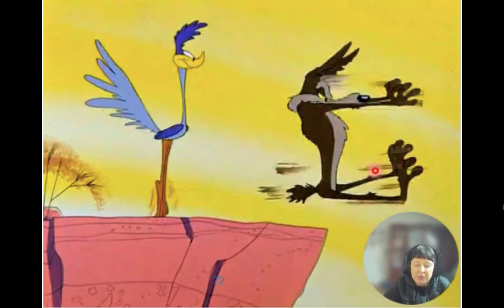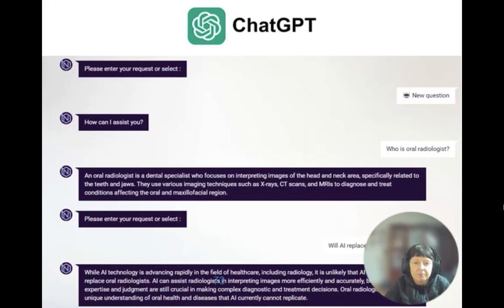So Geoffrey Hinton said that we are like the coyote, we radiologists. We are already over the edge of the cliff, but we do not realize that we will soon fall. And oral radiologists and other radiologists will not be useful anymore. So what did I do? I asked ChatGPT who an oral radiologist is, and then I asked ChatGPT whether AI would replace oral radiologists. And ChatGPT answered that while AI technology is advancing rapidly in the field of healthcare, including radiology, it's very unlikely that AI would replace oral radiologists.